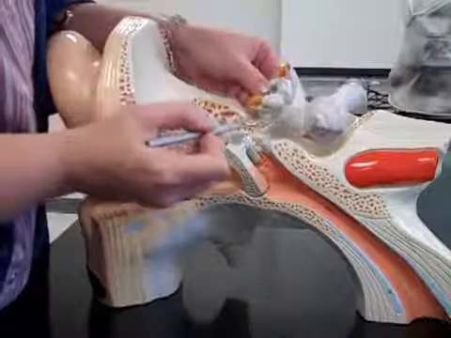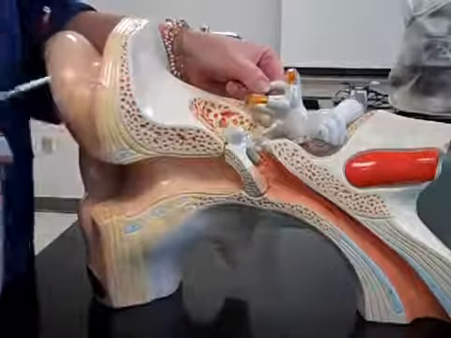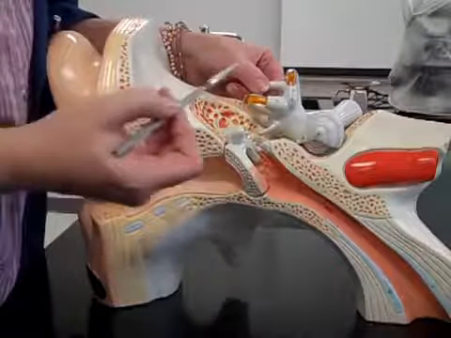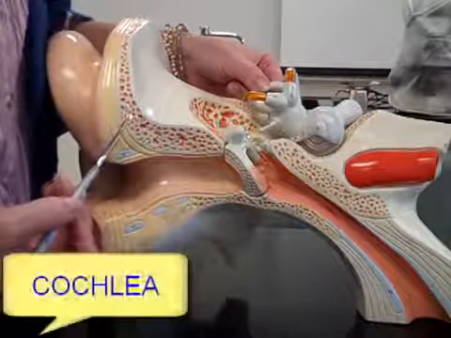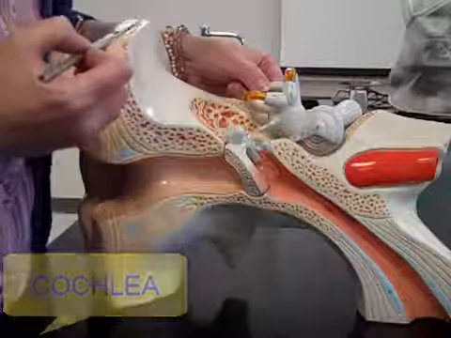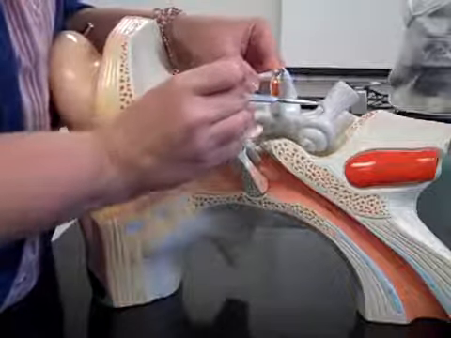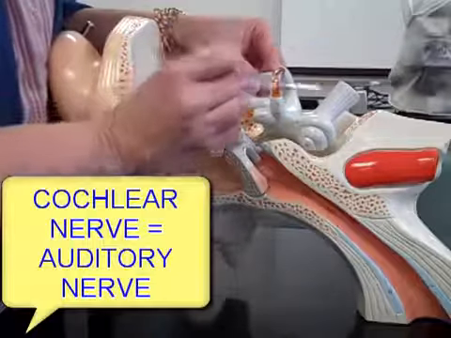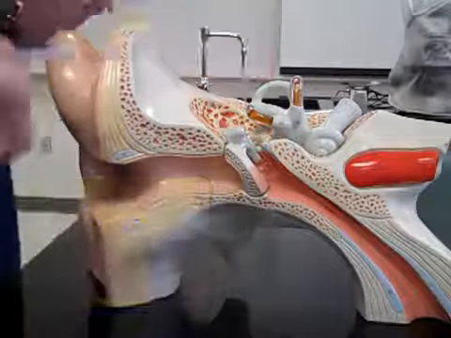Coming off of the vestibule is this very distinctive coiled-like structure. That's where we have the hair cells associated with our sense of hearing. That's the cochlea. Can also be pronounced cochlea. Cochlea literally means snail shell, so we see that coiled appearance. And coming off the back of the cochlea is the auditory or cochlear nerve. That nerve is ultimately going to connect up with the brain, sending information about sound.